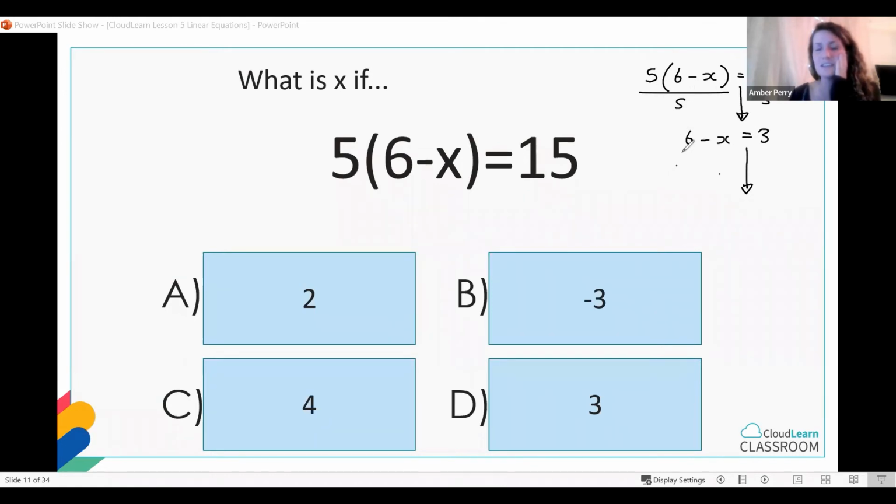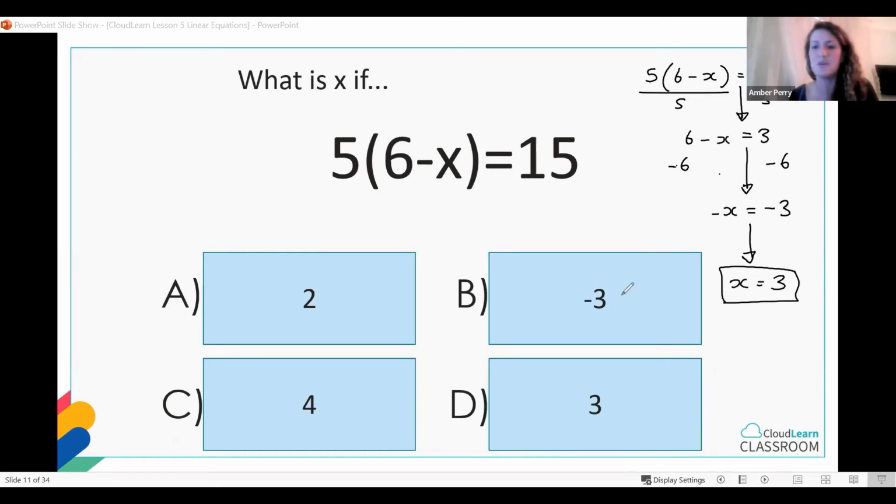Now, the next thing is to remove this 6. So we're going to have to minus the 6, and we're minusing the 6 on this side as well. So we've got minus X is equal to minus 3. And then, of course, because negative X is equal to minus 3, X is equal to positive 3. So well done to the 4 people that got that correct. That's really, really awesome.